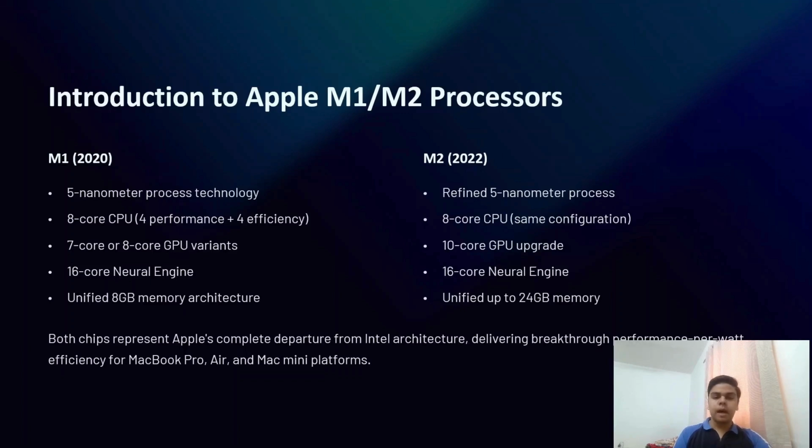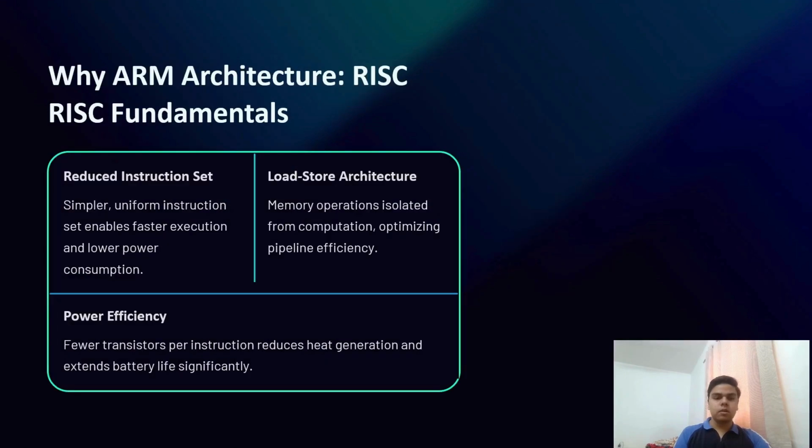Now let's see why Apple chose ARM architecture. ARM architecture follows the RISC philosophy, that is, reduced instruction set computing. It uses simpler and uniform instruction sets, which execute faster and consume less power. Unlike traditional architectures, ARM separates memory operations from computation, improving pipelining efficiency. This results in higher speed and lower heat generation, preferred for portable devices like MacBooks.